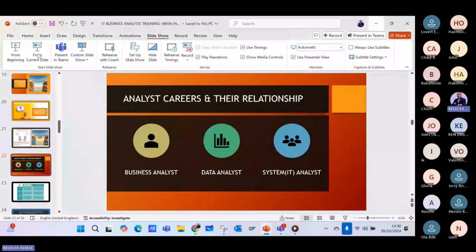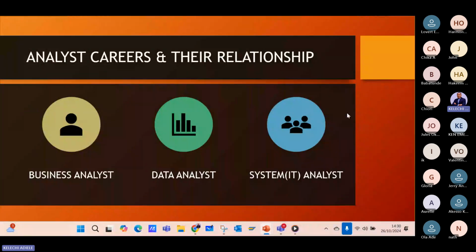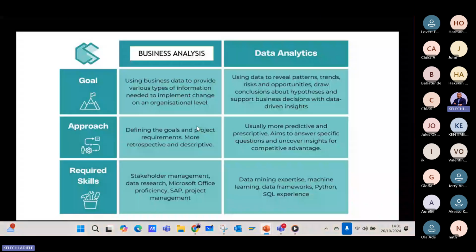Let's continue. Now, in the course of going through your career journey, or even applying for jobs, or being in the market, you're going to see these three distinct roles: business analyst, data analyst, and IT or system analyst. These are three different roles, and let's see basically how these roles relate to each other, especially data analyst.